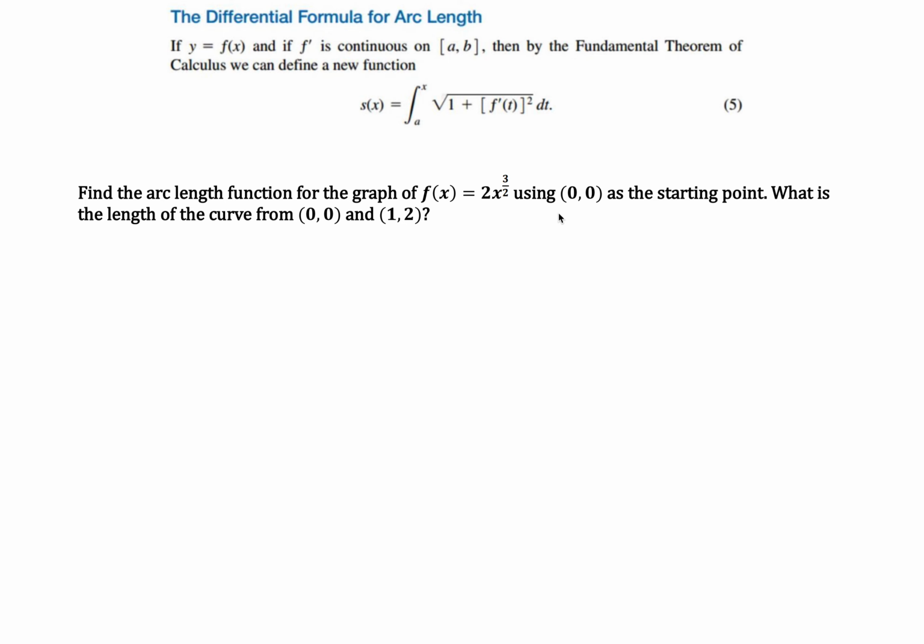So if this is our f function, I need to find the derivative of this. And in this case, I want to actually find f prime of t. So instead of an x, we'll just replace with a t here. So I'm going to have 2 times 3 halves t to the 1/2 power. Or in other words, I just get 3t to the 1/2.